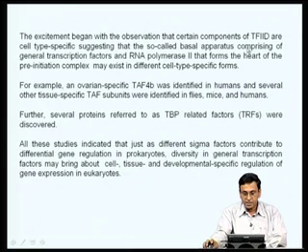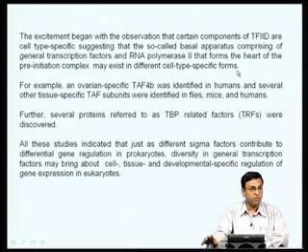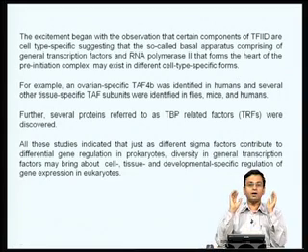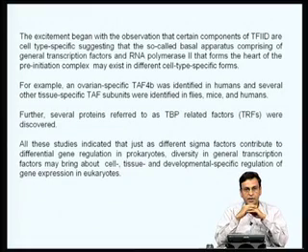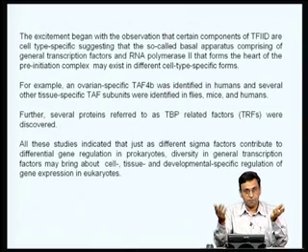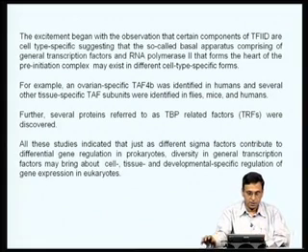So, the so called basal apparatus comprising general transcription factors and RNA polymerase II that forms the heart of the pre-initiation complex may actually exist in different cell type specific forms. So, the first important observation that I want to discuss with you is that there are many general transcription factors which are expressed in a cell and developmental specific manner. So, they are not the same as we find in the normal cells.